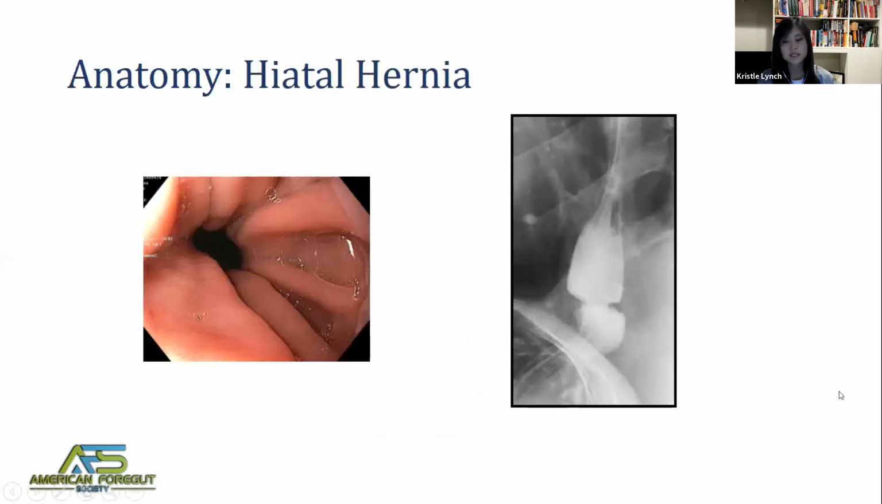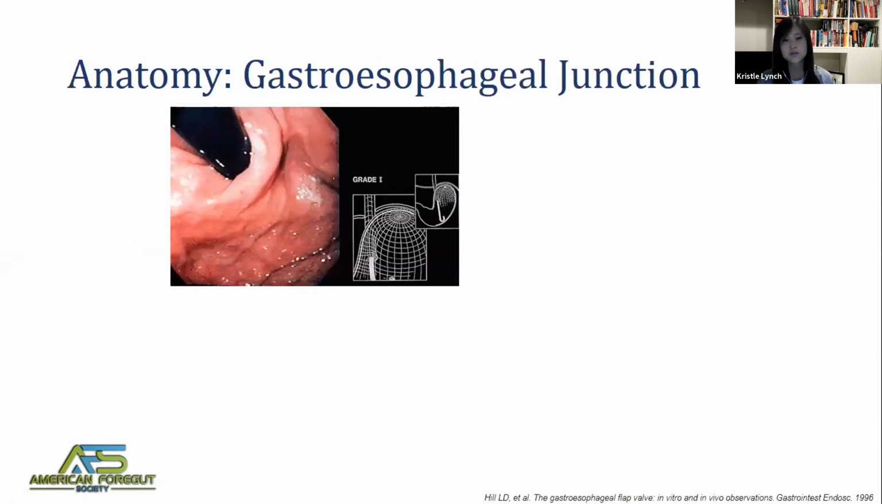So moving on in anatomy, we also evaluate if the patient has a hiatal hernia. You can see on the left one during endoscopy, as well as on a barium swallow. The GE junction is critical to evaluate in any patient in whom you have concerns for GERD. So this is a grade 1 flap.